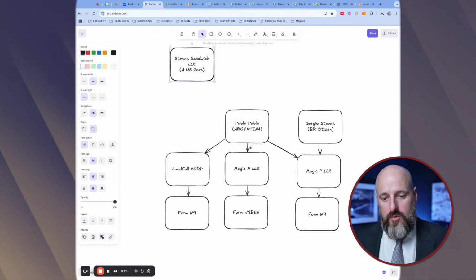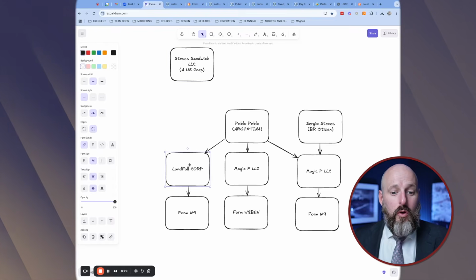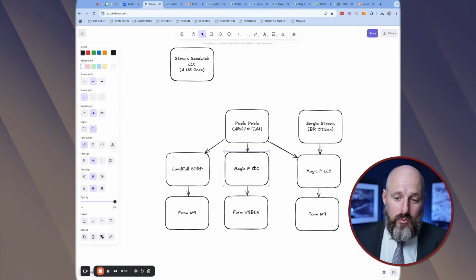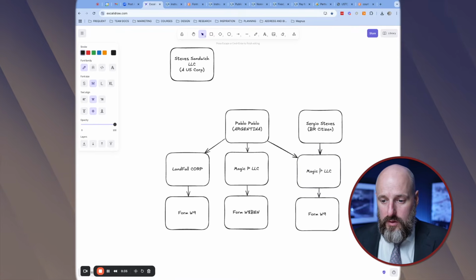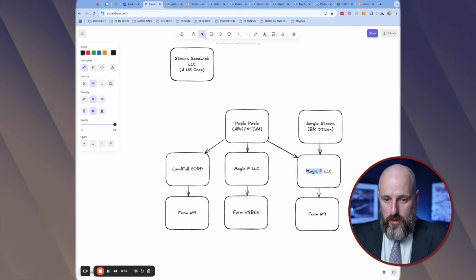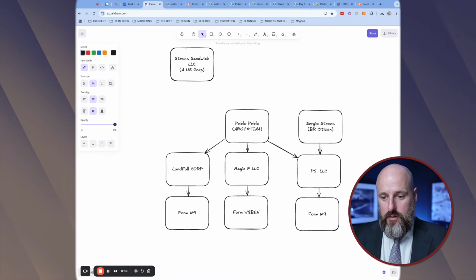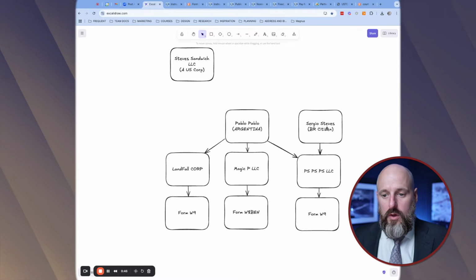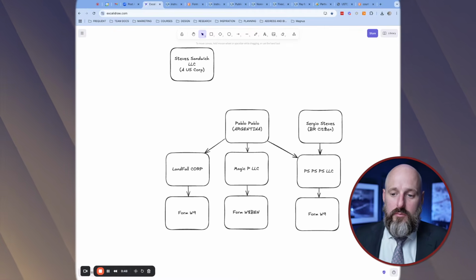And here's 3 different examples. He has Landfall Corp, whatever. He has Magic P LLC, which I think has a really nice ring to it. And then this one's going to be 3PS LLC. And that's going to be Pablo and Sergio. And that's his Brazilian partner who's a citizen of Brazil.